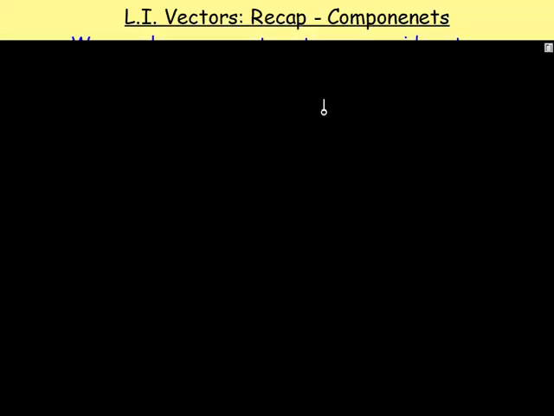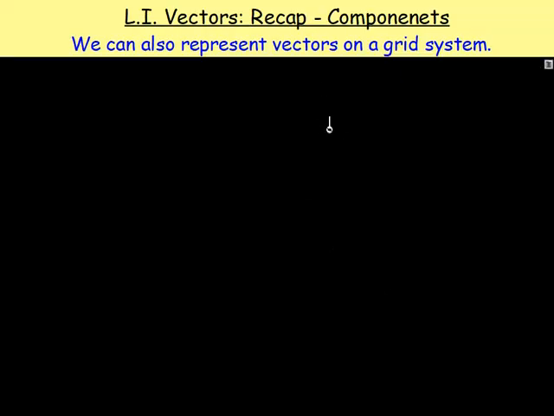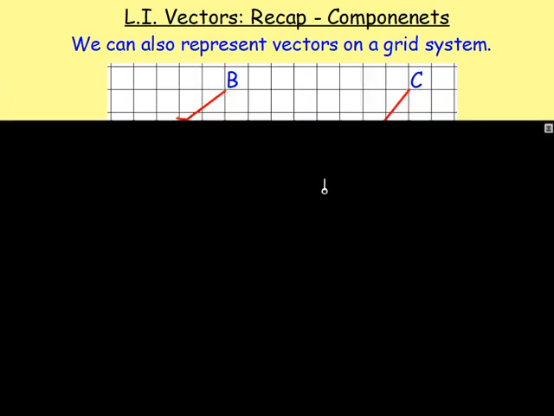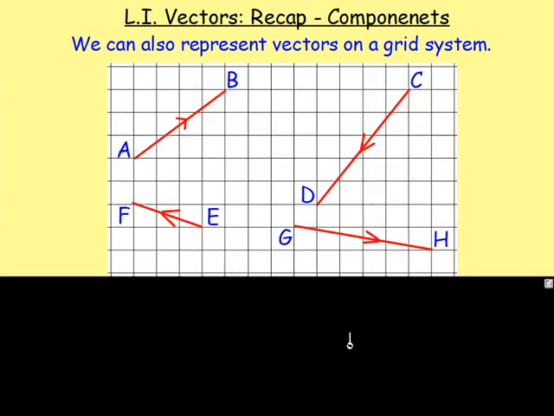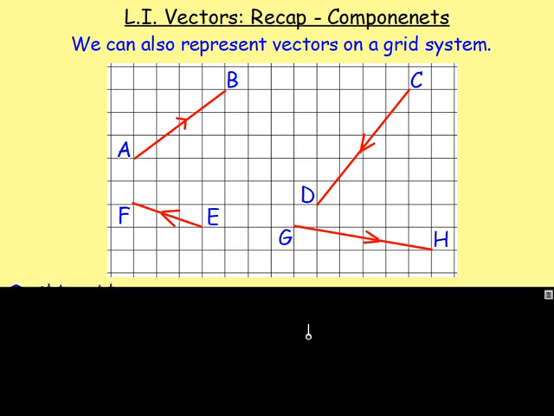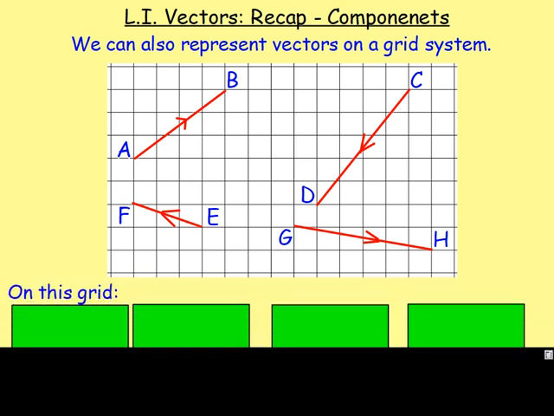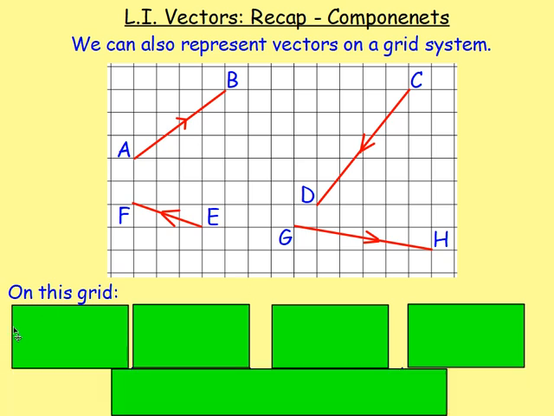After that, we then moved on. Something else we did was looking at the components. So we can represent vectors on a grid system. For example, let's take these vectors. They are shown on the grid. So on this grid here, we can have vector AB.